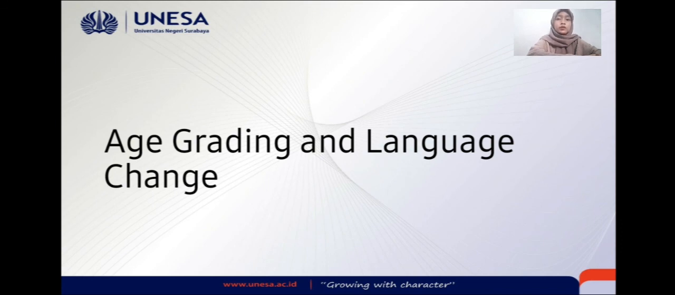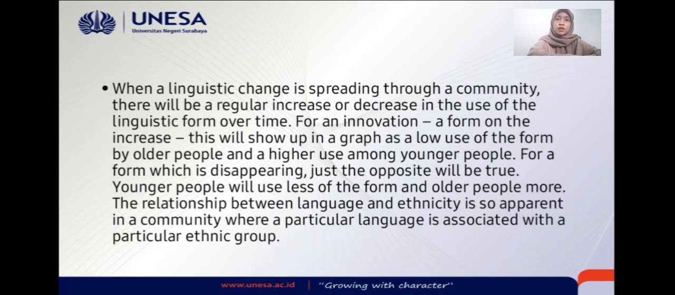The next one is about age grading and language change. When linguistic change is spreading through a community, there will be a regular increase or decrease in the use of the linguistic form over time. For an innovation, a form on the increase, this will show up in a graph as a low use of the form by older people and a higher use among young people. For a form which is disappearing, just the opposite will be true. Younger people will use less of the form and older people more.